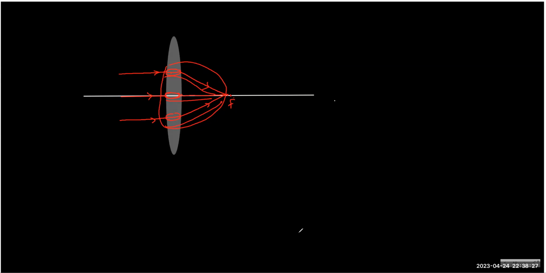Now, in case of lens, it is not possible if I take the marginal rays. So we make sure that everything is paraxial, which means every ray which I have drawn is almost touching the axis, although I have shown it far away for the sake of illustration.